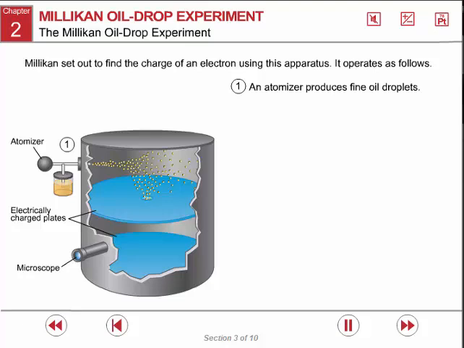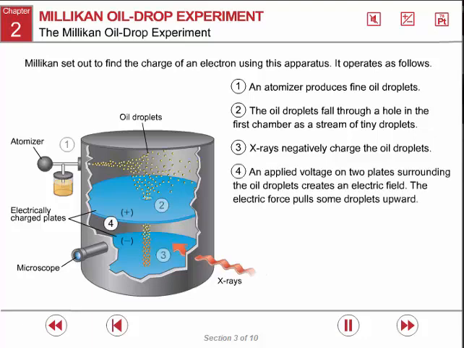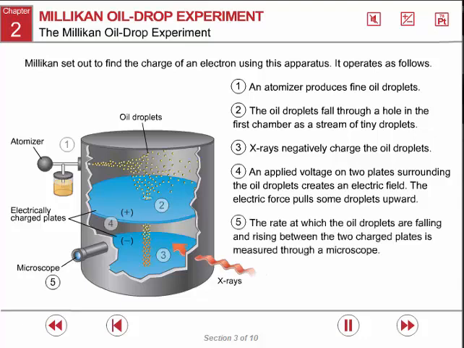An atomizer produces fine oil droplets. 2. The oil droplets fall through a hole in the first chamber as a stream of tiny droplets. 3. X-rays negatively charge the oil droplets. 4. An applied voltage on two plates surrounding the oil droplets creates an electric field. The electric force pulls some droplets upward. 5. The rate at which the oil droplets are falling and rising between the two charged plates is measured through a microscope.